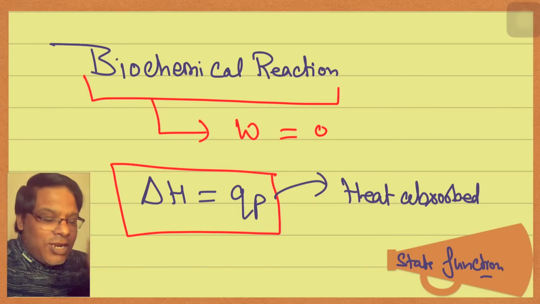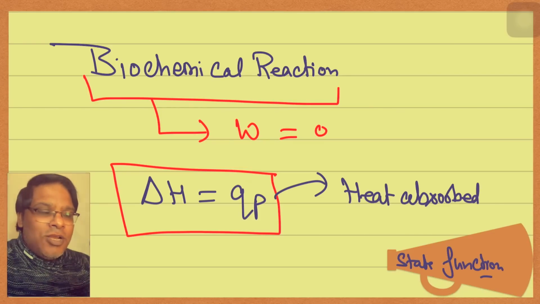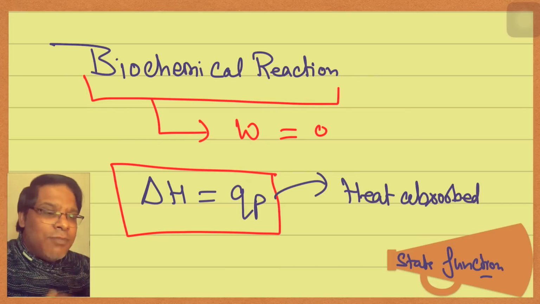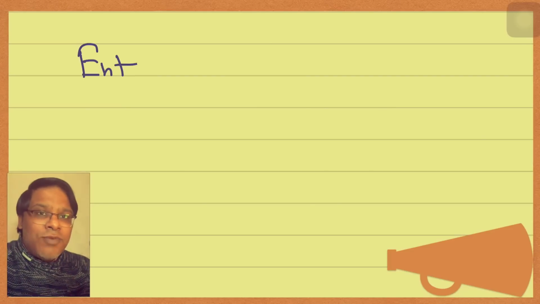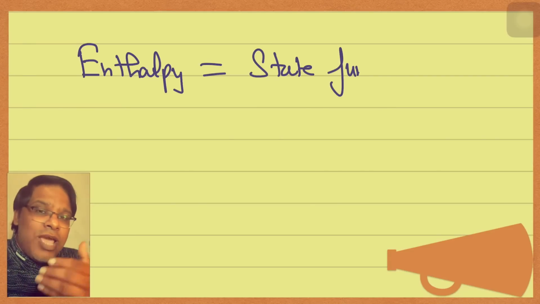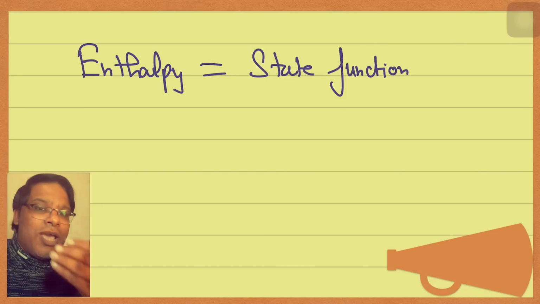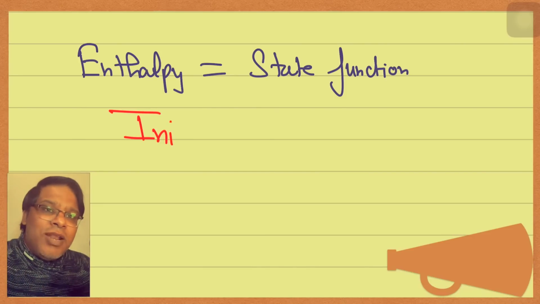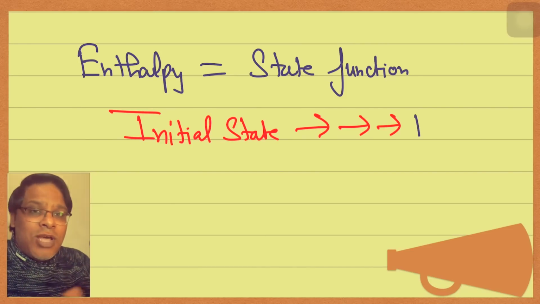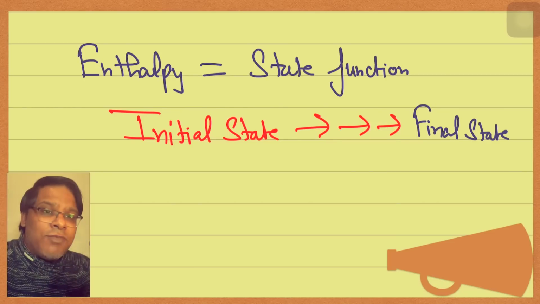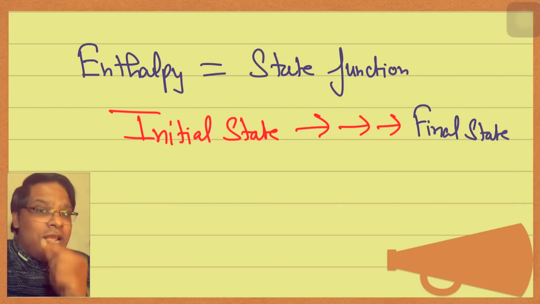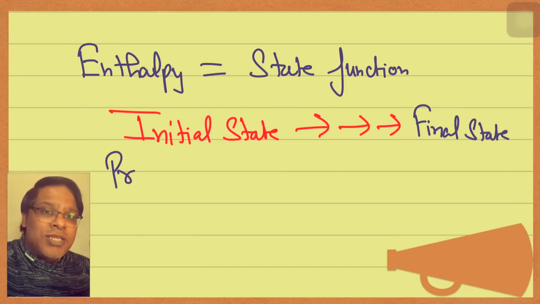Hopefully it is clear to you what enthalpy is and what change in enthalpy is. Now keep in mind, enthalpy is a state function. State functions depend on the initial state and the final state. They do not depend on the path. So enthalpy is a state function; it depends on the initial state and the final state.